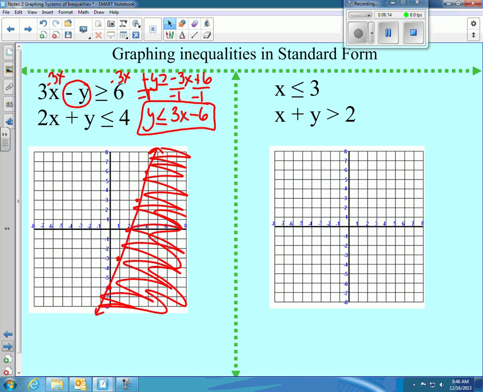All right, our next inequality is nice because it's positive y, so all we have to do is subtract the 2x. So we get y is less than or equal to negative 2x plus 4. We're going to start up at positive 4. We're going to go down 2 and over 1.